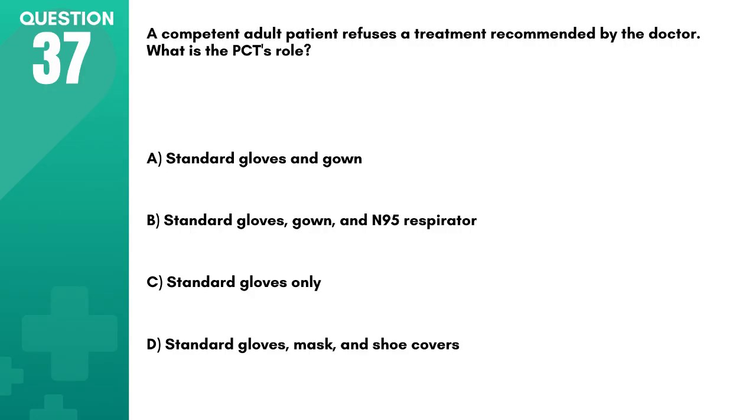Question 37. A competent adult patient refuses a treatment recommended by the doctor. What is the PCT's role? A. Try to persuade the patient to accept the treatment. B. Document the patient's refusal and report it to the nurse. C. Administer the treatment anyway, as the doctor ordered it. D. Inform the patient that they cannot refuse the treatment.